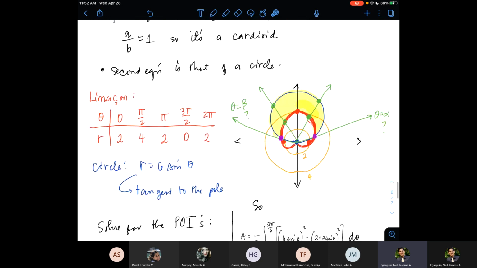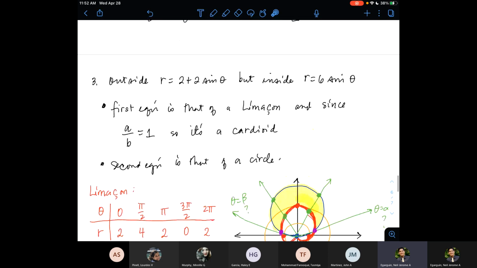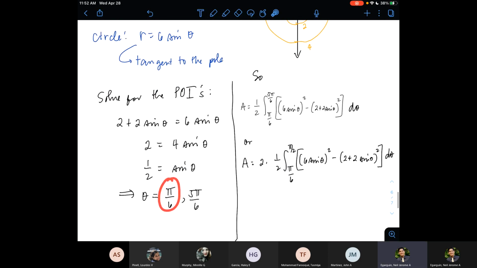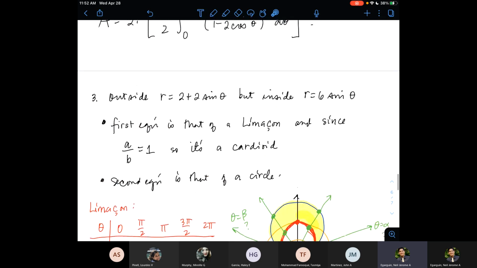So if I want R at the points of intersection, I'll get my first theta, which is pi over 6. Plug in pi over 6 here, you get the corresponding R value. Or you can also plug pi over 6 over here. It doesn't matter which of those two equations you will plug the theta components into, you will get the same R, right? So you can pick the plug in here because it looks simpler. All right.